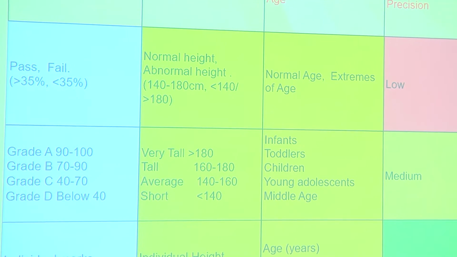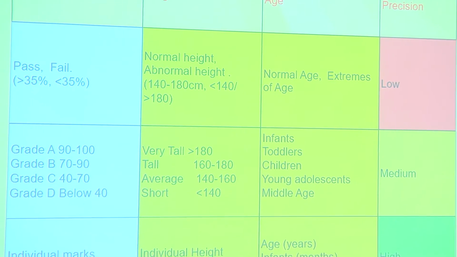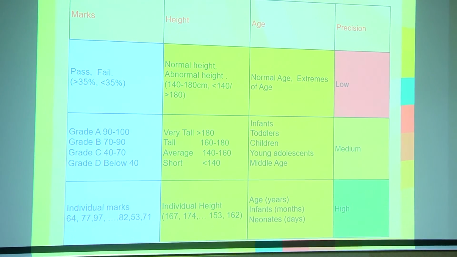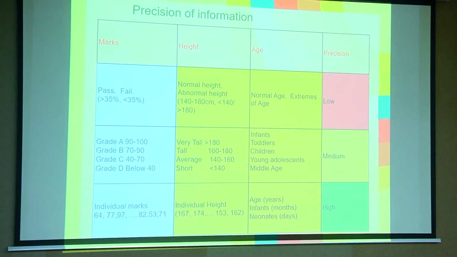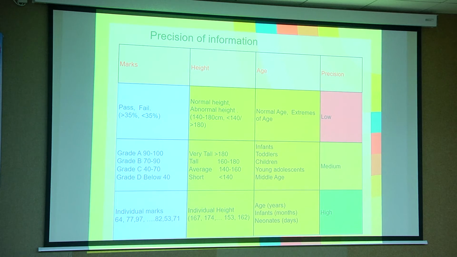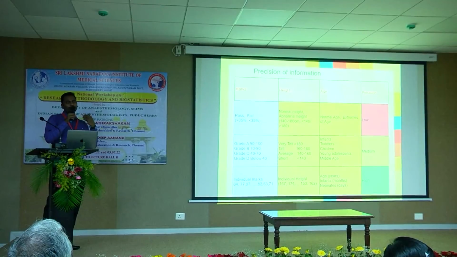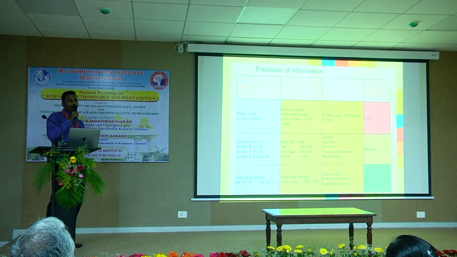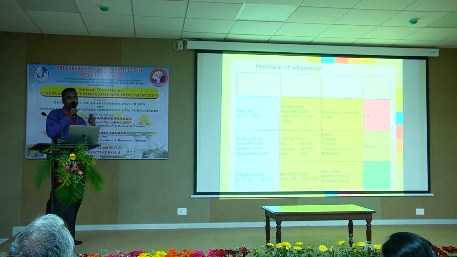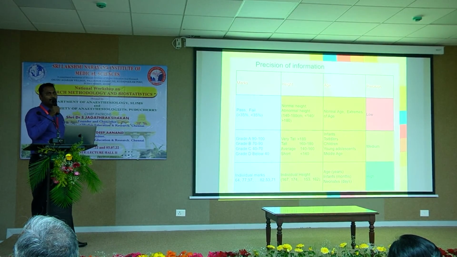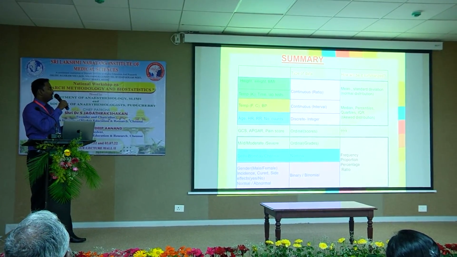It depends upon the question. If all of you just pass or fail, then the data you will get has very, very minimum precision. Precision of information is very, very low. But if you divide into grade A, B, C, D, then the precision of the answers depends upon the questions you asked, and the precision of information is much, much more valuable. So be careful when deciding the question. Then summary.